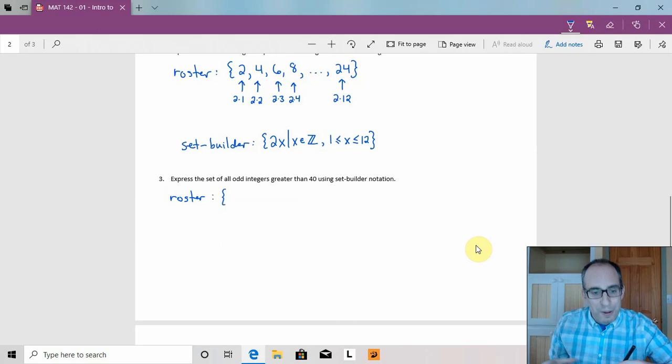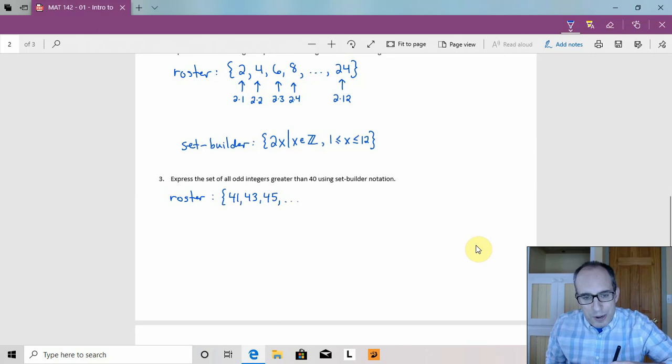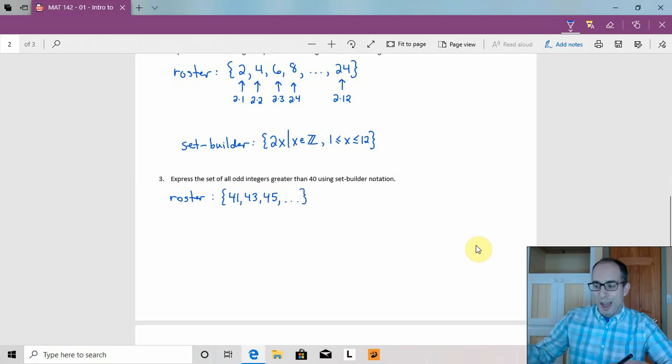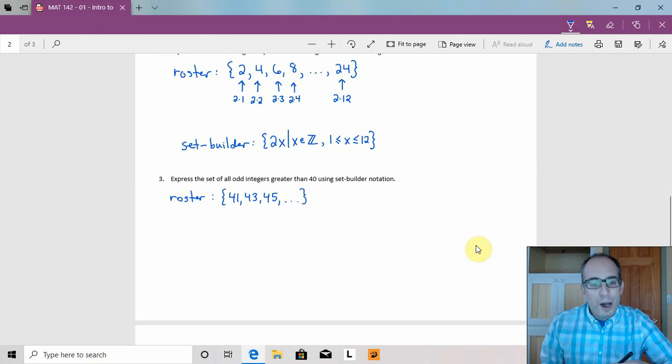So we're going to have 41, and then next is 43, and then next is 45, and so forth, right? So we're just going to keep going, and there's no biggest number in this set, right? It's just every two, you're going to get another odd number. So it just keeps going and going and going. And then we can kind of do what we were just doing, except that these are odd numbers.